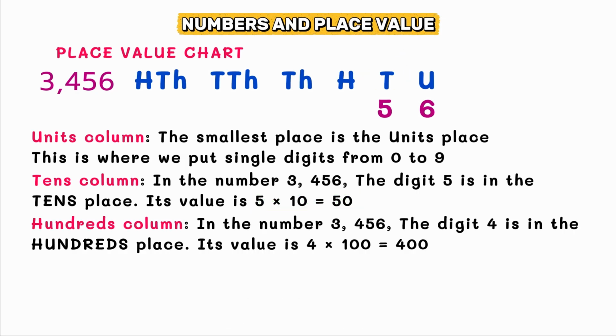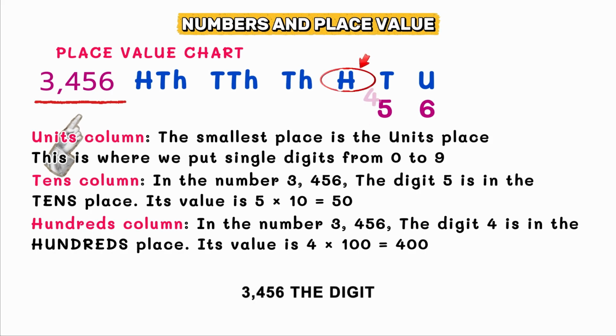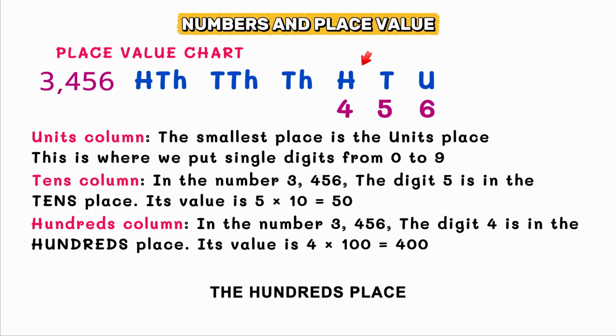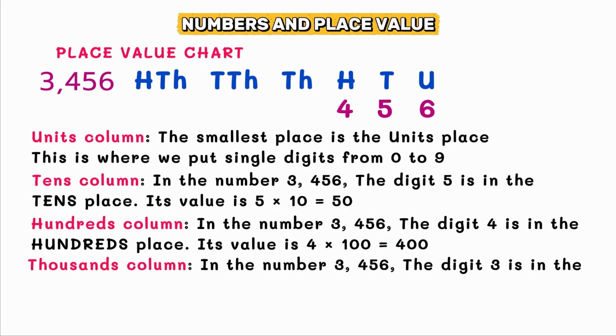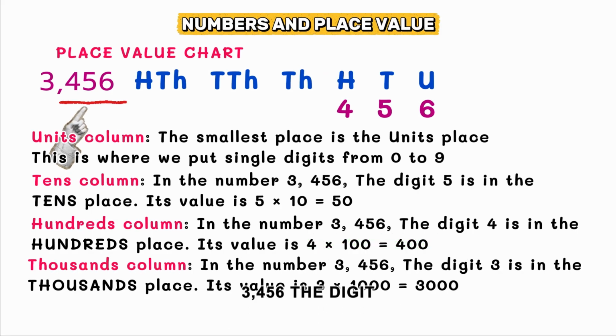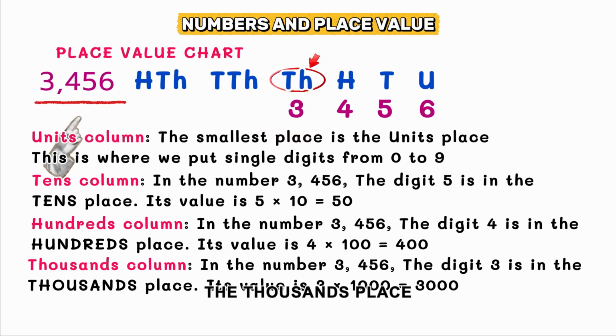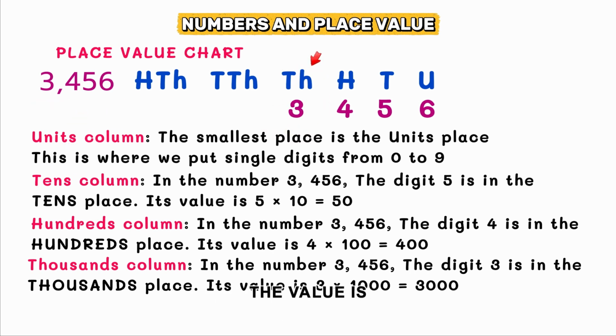Hundreds column. In the number 3,456, the digit 4 is in the hundreds place. The value is 4 multiplied by 100 equals 400. Thousands column. In the number 3,456, the digit 3 is in the thousands place. The value is 3 times 1,000 equals 3,000.